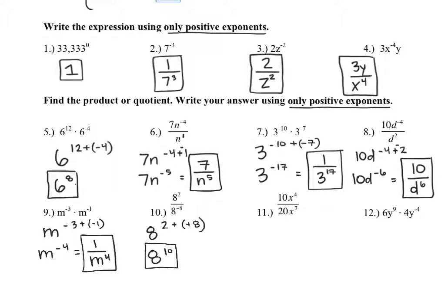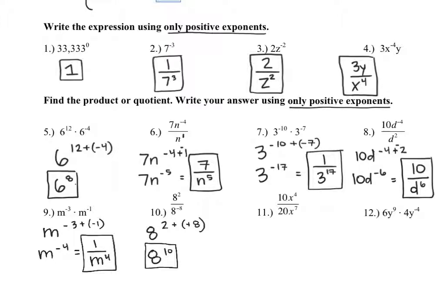So on number 9, the base is m. I'm multiplying those powers, so I add the exponents and get m to the negative 4th power, which is equivalent to 1 over m to the 4th power. On number 10, the base is 8. I am dividing those powers, so I subtract the exponent. So it's 2 minus negative 8, which is the same as 2 plus 8. So that would be 8 to the 10th power, and that's already positive, so I stop right there.